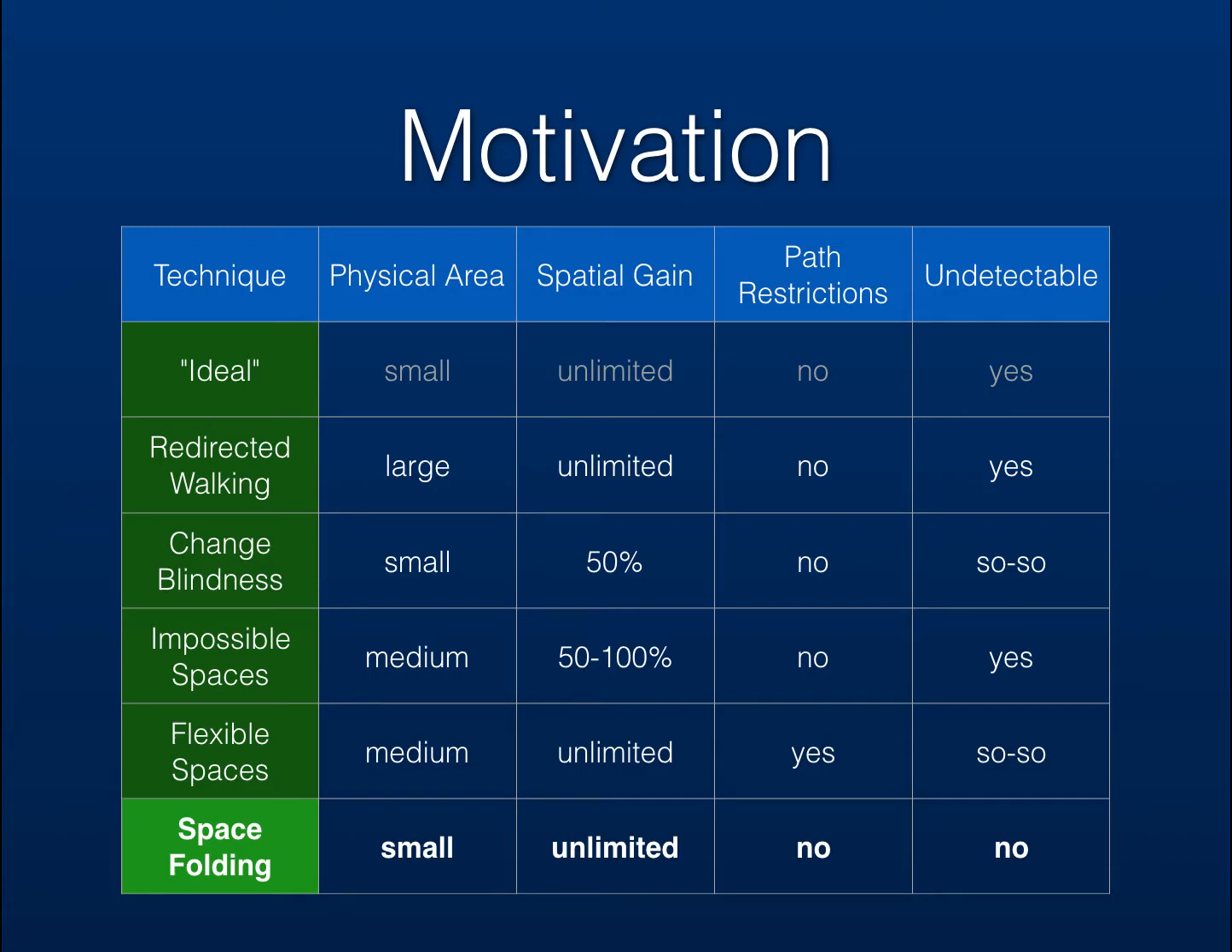In comparison, the new space folding technique works in a physical space as small as 2 by 3 meters, allows for unlimited spatial gain, and it allows the user to navigate freely. The main drawback compared to the other techniques is that we make no attempt to hide the spatial manipulation from the user. But a pilot study suggests that users are not bothered by it.